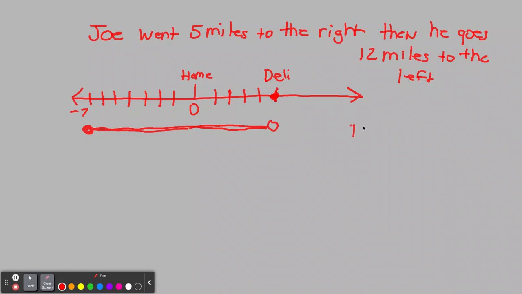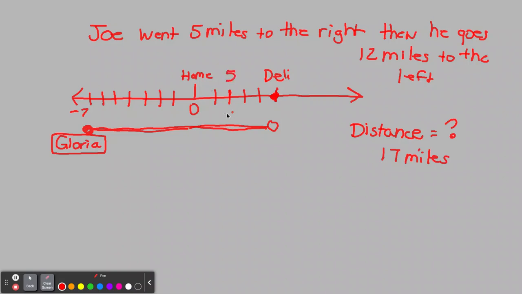So if we look at his distance, let's say over here was his girlfriend, Gloria. It's at Gloria's house. Hopefully he bought lunch for her also. His distance, the total amount that he traveled, is his distance. Over here, he went 5 miles to the right, then 12 miles to the left. So what do you think his total distance is? 17 miles. He went 5 miles here, 5 miles back, plus another 7 miles to Gloria's house. So his total distance is 17 miles.